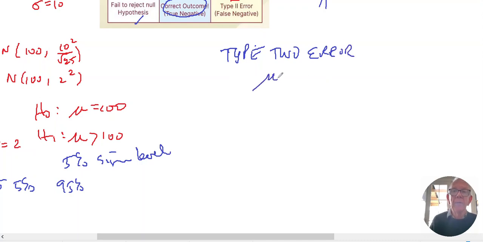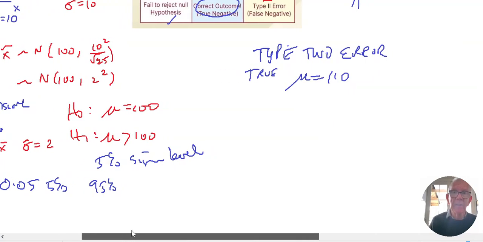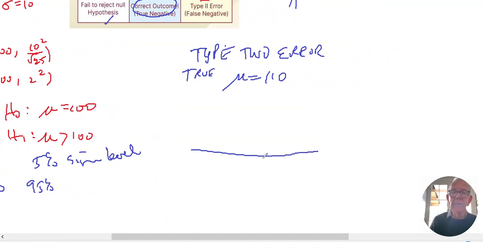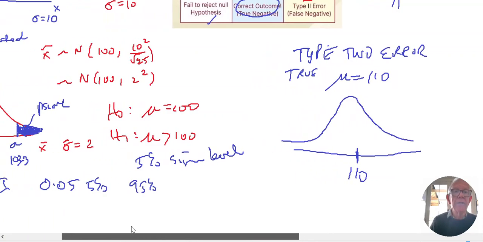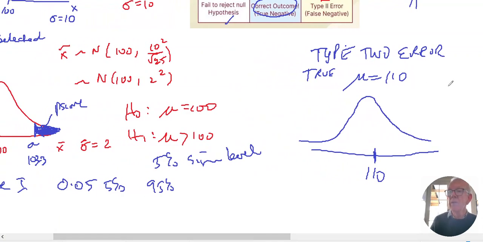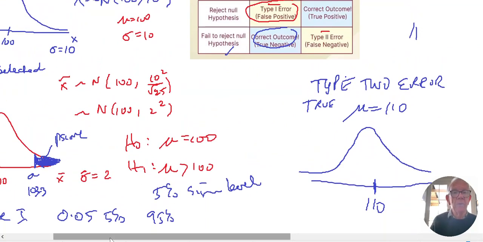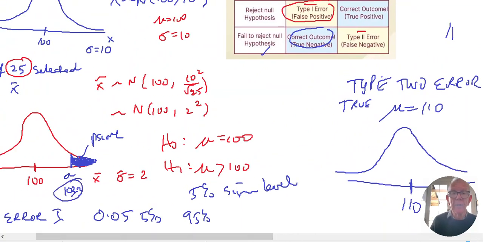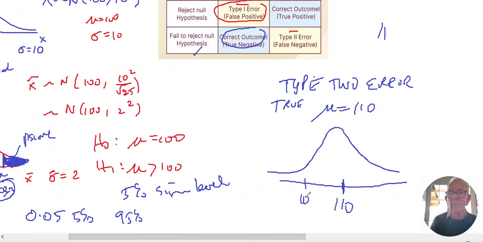Let's say the mean was actually 110. That is the true mean. But we think it's 100 and we're testing. So given that the true mean is 110, and I'm going to consider this critical score that I got over here, which was 103.3, this probability here represents the probability of having a type 2 error.